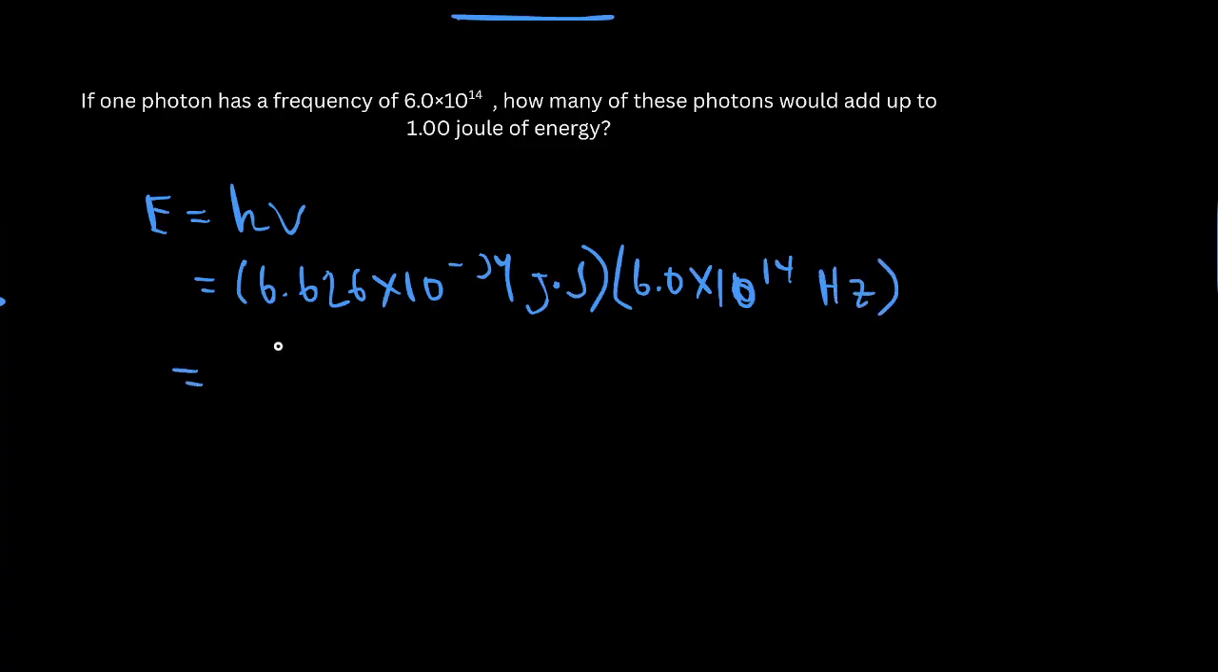This tells us that each photon here will have an energy of 3.976 times 10 to the negative 19 joules.